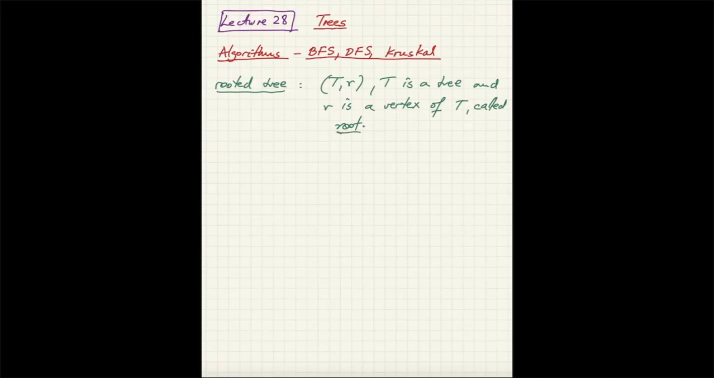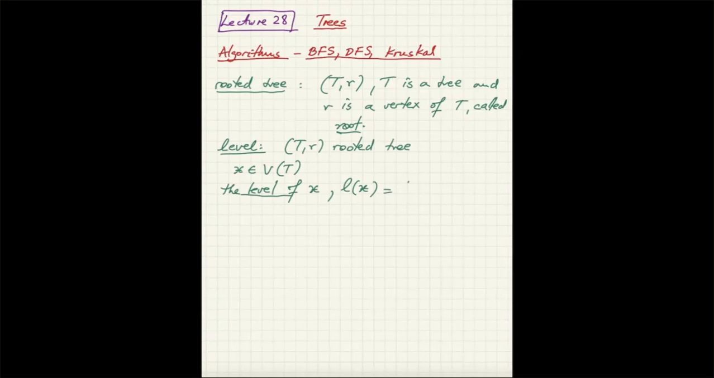Now, we have this special vertex, which is the root. So in that situation, we can define the notion of a level. If we have a rooted tree T, R, the level of a vertex X, a vertex of the tree, which is, let's say, denoted by L of X, is the distance from R to X. So this is the length of the shortest path between R and X, and because it's a tree, this is a unique path, so it's the length of the RX path.